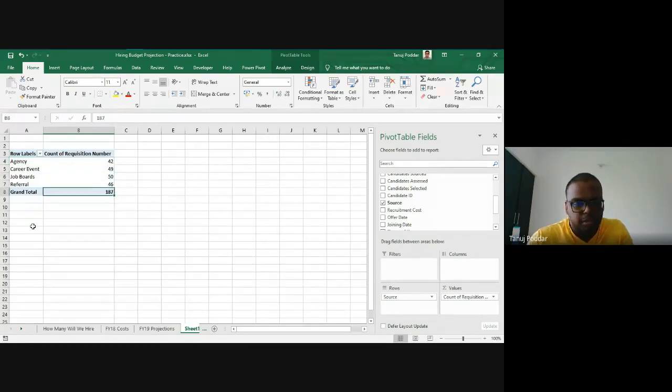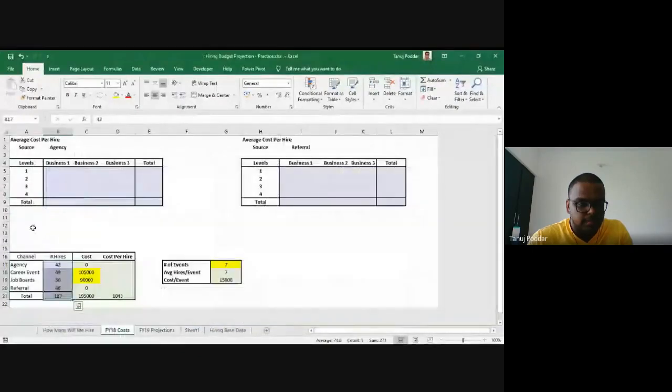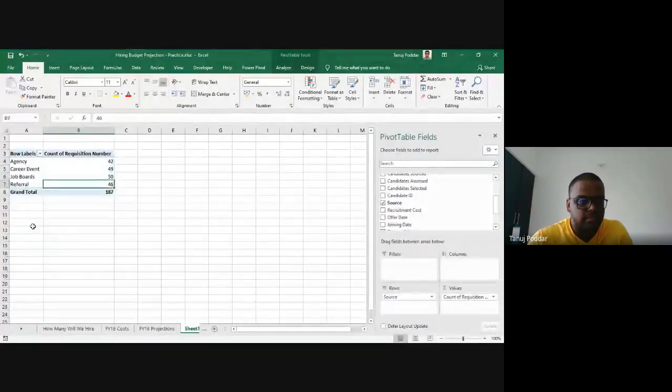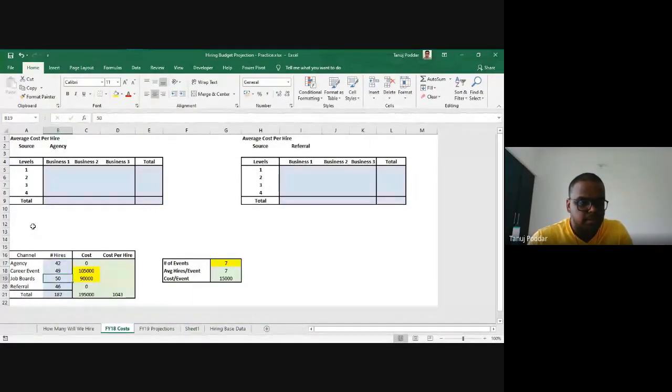So what you can do is simply copy and paste these values right now. You can copy and paste this information: agency, career events, job boards, referrals. So 42, 49, 50, 46. You can copy and paste it here. I think this is also not sum. You can either do it as sum or you can paste 187 as well. So you get the count of hires that we have done from each of these sources.